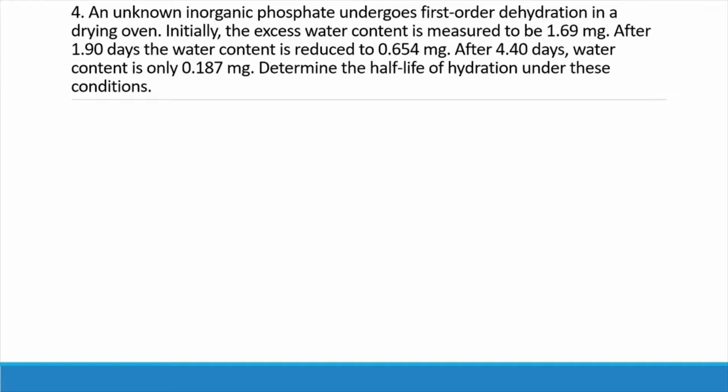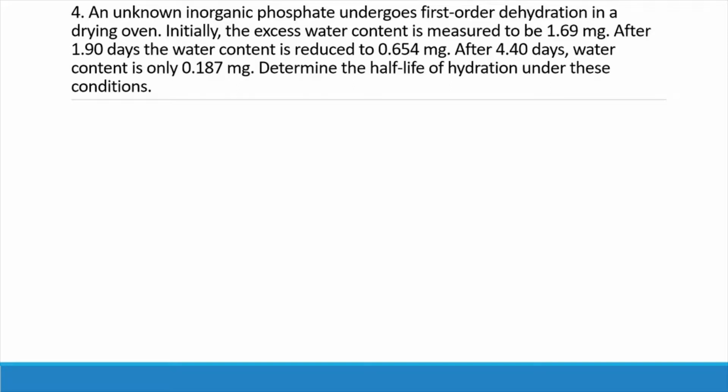All right, number 4 here. We're told an unknown inorganic phosphate undergoes first-order dehydration in a drying oven. Initially, the excess water content is measured to be 1.69 milligrams. After 1.90 days, the water content is reduced to 0.654 milligrams. After 4.40 days, water content is only 0.187 milligrams. Determine the half-life of hydration under these conditions.